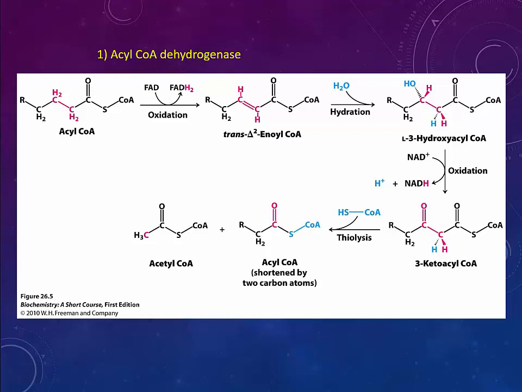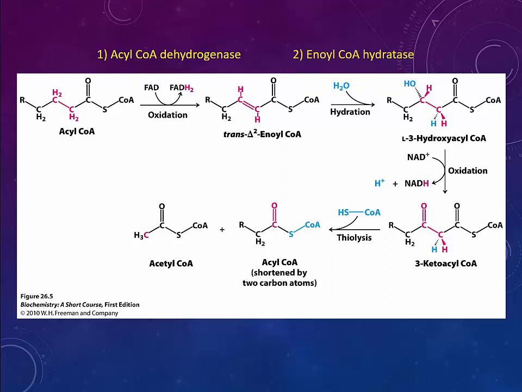First, the acyl-CoA is oxidized. Notice the creation of the trans double bond. This produces trans delta 2 enoyl-CoA and FADH2. This reaction is performed by the enzyme acyl-CoA dehydrogenase. Notice the enzyme names tell you what they are doing. This is very useful in biochemistry.